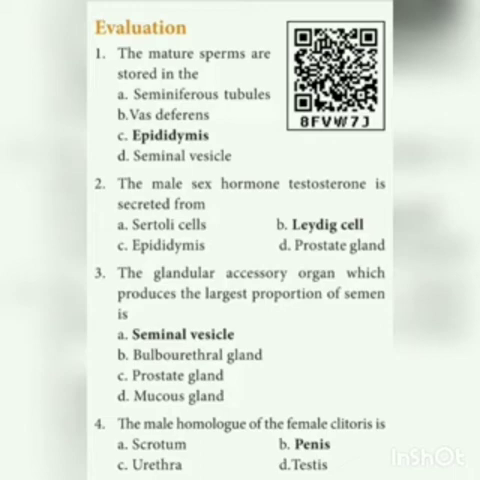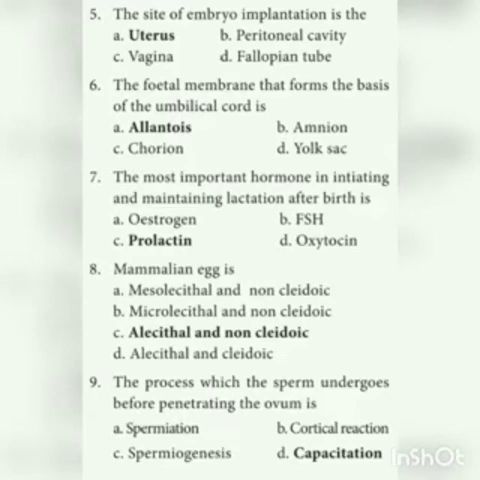Third one, the glandular accessory organ which produces the largest portion of semen is the seminal vesicle. From the name itself you can easily understand, semen is produced from the seminal vesicle. And fourth one, the male homologue of the female clitoris is the penis. The site of embryo implantation is where the embryo gets attached, and it gets attached in the uterus. Next one, the fetal membrane that forms the basis of the umbilical cord is allantois.